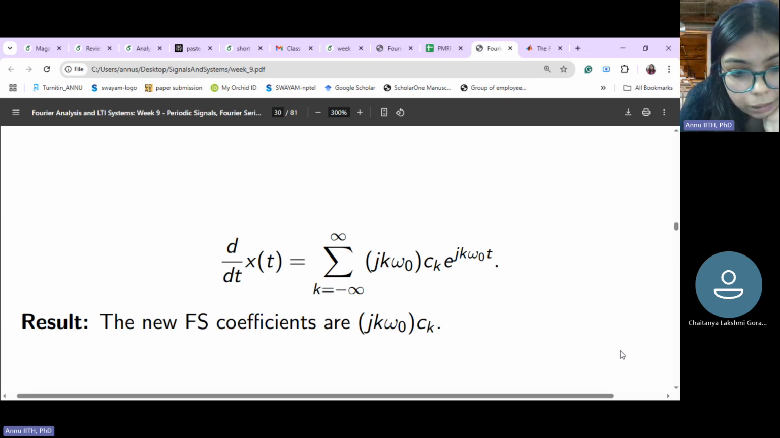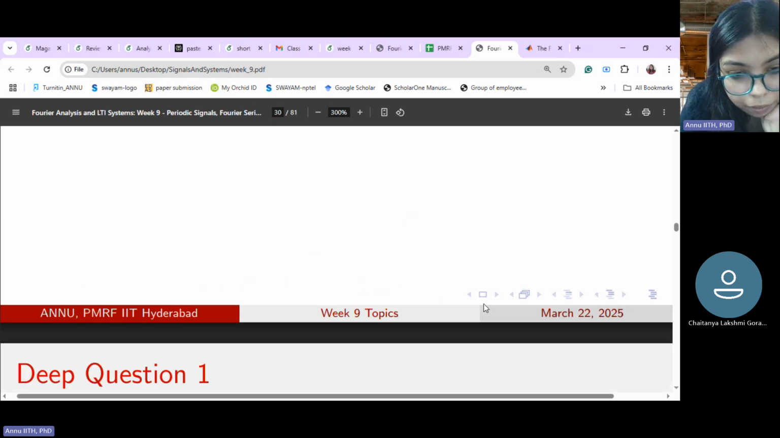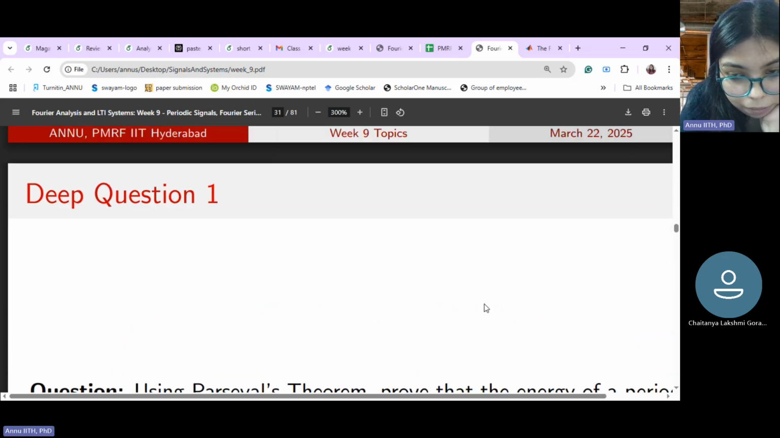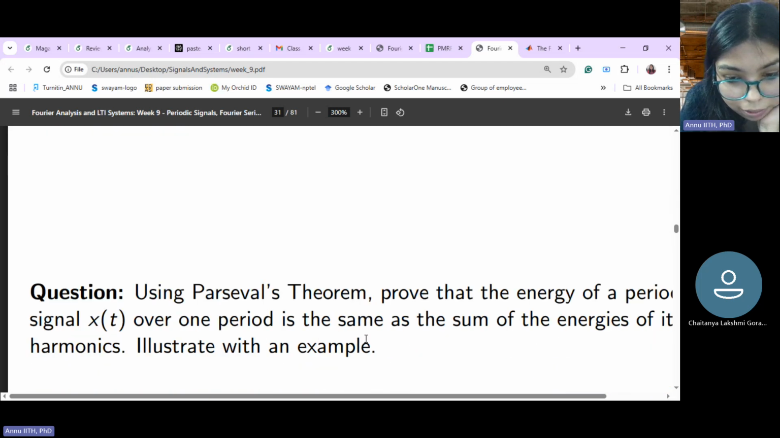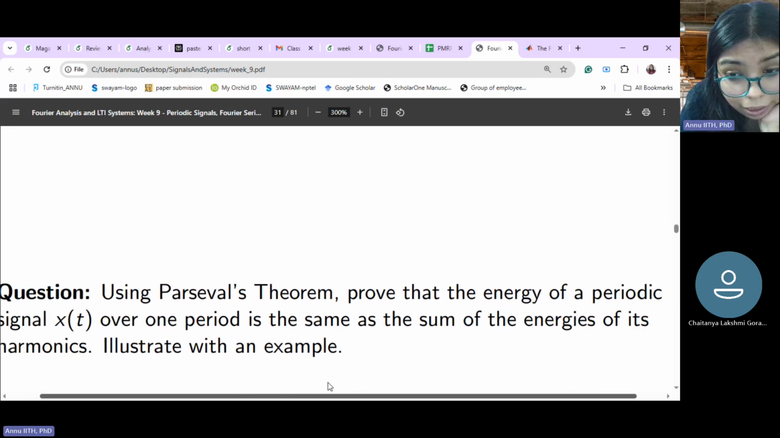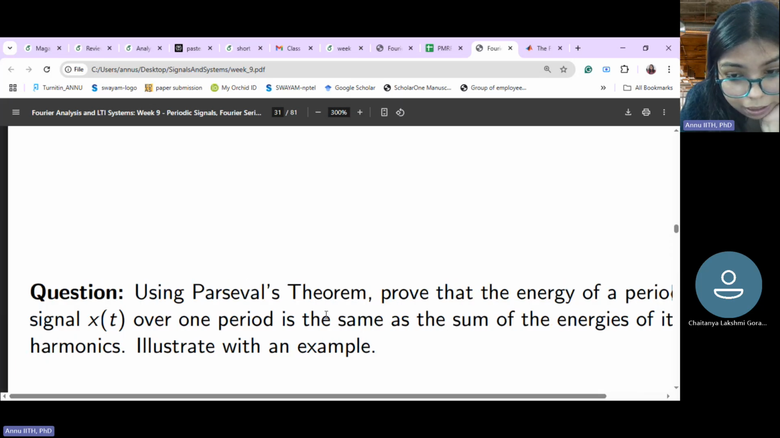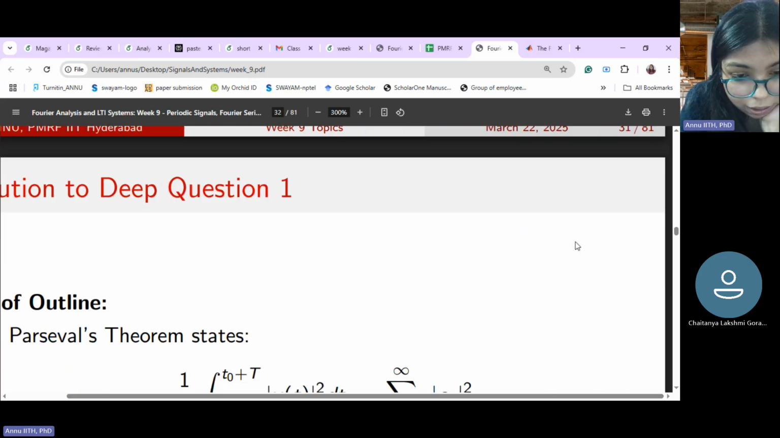Okay. So yes, you have these Fourier series coefficients as j k omega naught multiplied by ck. And there are some questions which I have prepared that involve proper reasoning. Suppose you have a question: using Parseval's theorem, prove that the energy of a periodic signal. So what do you think the energy of a periodic signal is? It's infinity. Okay, the energy of a periodic signal is infinity. Over a period it is the same as the sum of the energy of their harmonics. It's illustrated with an example. So in practice, it is infinity.